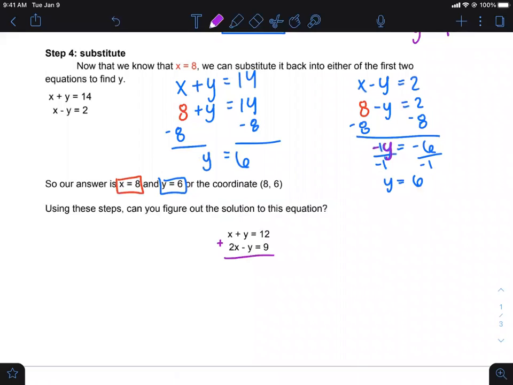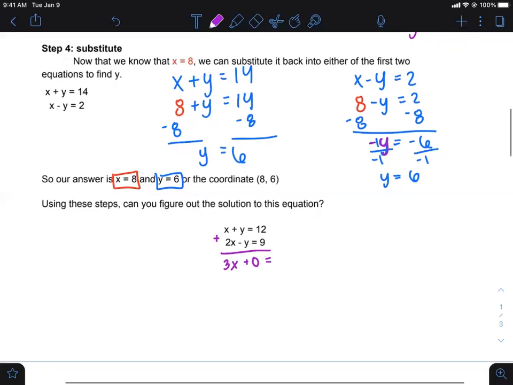Y. Perfect. So, Elizabeth, x plus 2x gives me what? 3x. 3x plus 0, if you really want to write it, is equal to what's 9 plus 12? 21. Awesome. Okay. Amanda, you're up next.